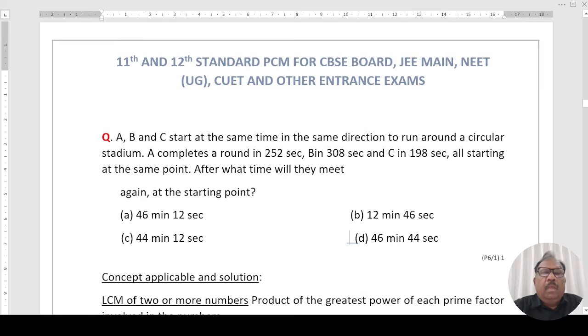Question is A, B and C start at the same time in same direction to run around a circular stadium. A completes round in 252 seconds, B in 308 seconds, C in 198 seconds. All starting from the same point. After what time will they meet? Four options are given, one of the options is correct.